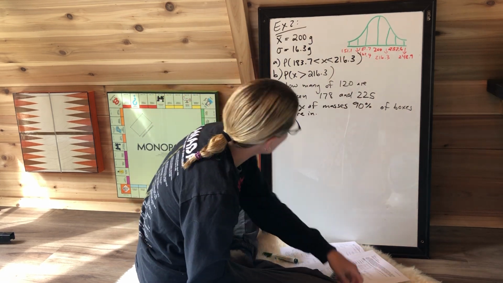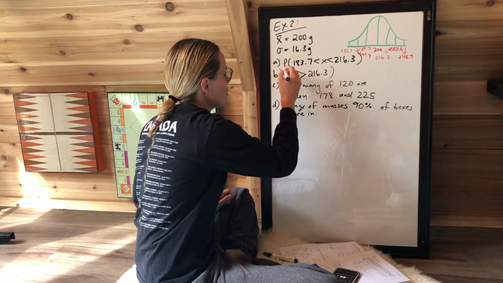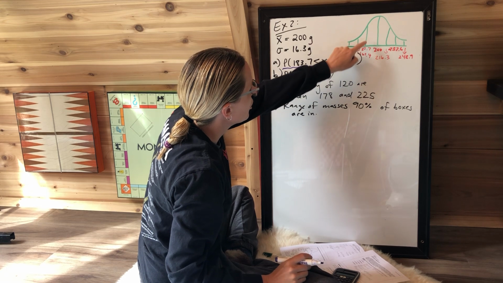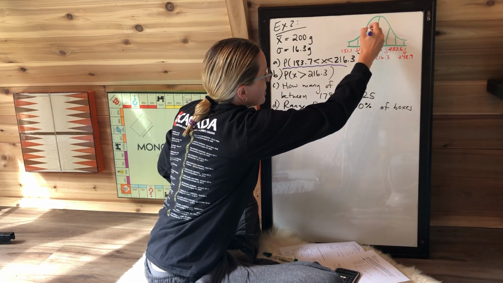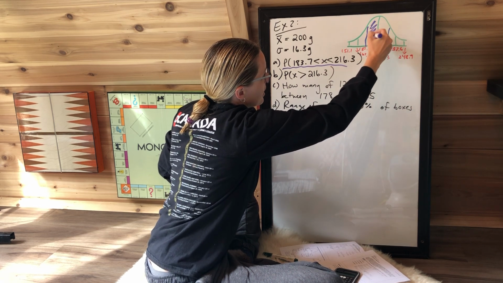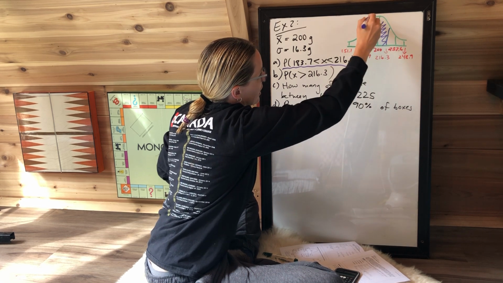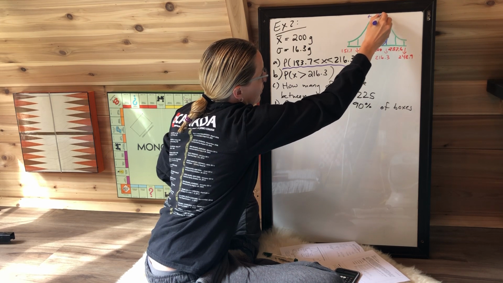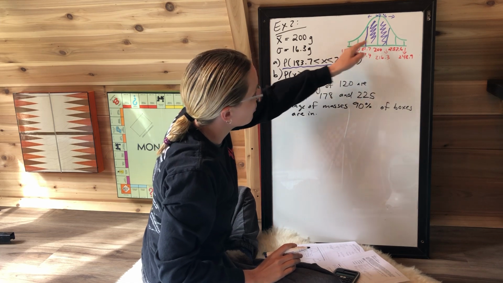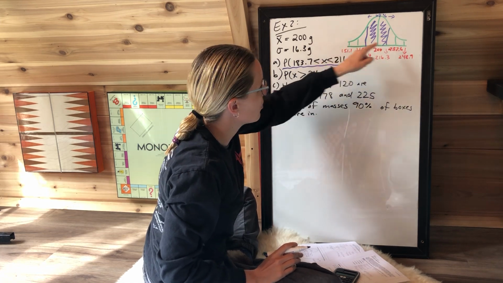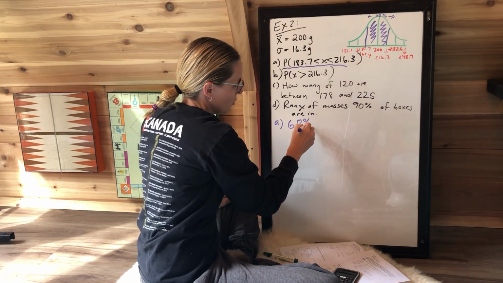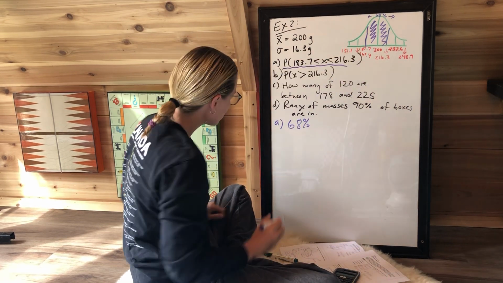Now, the idea here is, if I'm doing this first one, A, probability is between 183.7 and 216.3, you notice those are both lines. 183.7 is here, 216.3 is here. So this is 1 standard deviation on either side. You may remember the rule that said 68% are within 1 standard deviation, 95% within 2 standard deviations, 99.7% within 3. So this answer here is simply 68%. You really don't need to show more work than there.